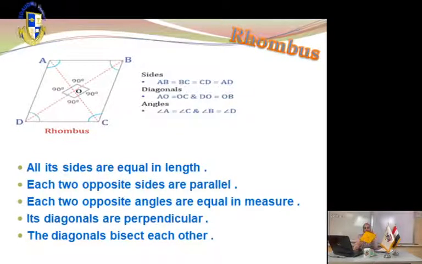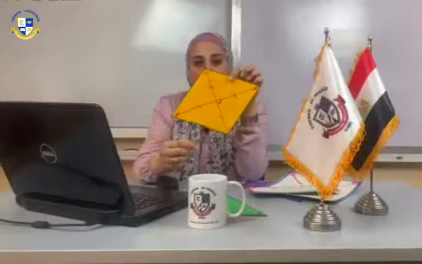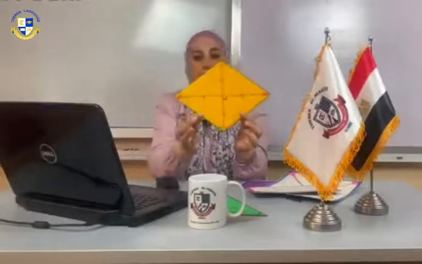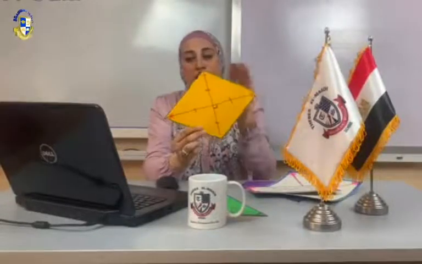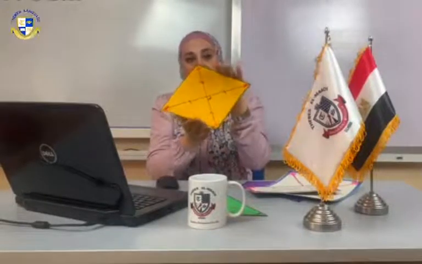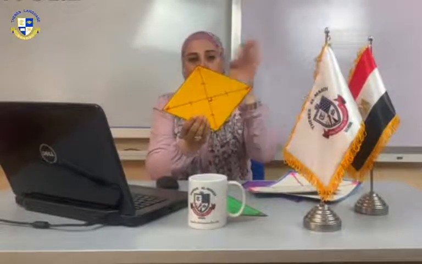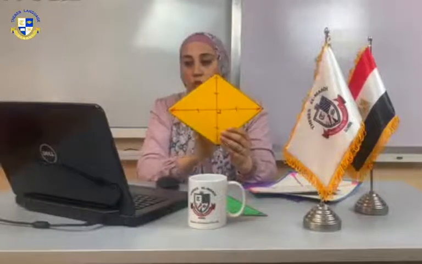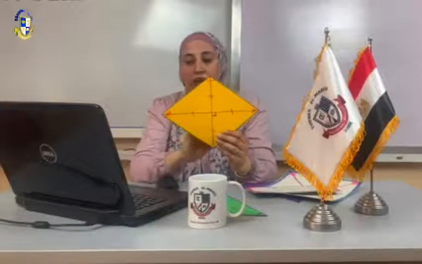First condition, all its sides are equal in length. If I have this side 10 centimeters, this one will be 10 centimeters, this one will be 10, and here 10 centimeters. Each two opposite sides are parallel. Parallel means they will never intersect each other. Each two opposite angles are equal in measure.